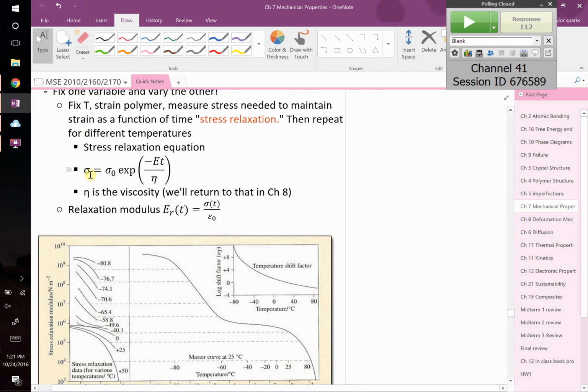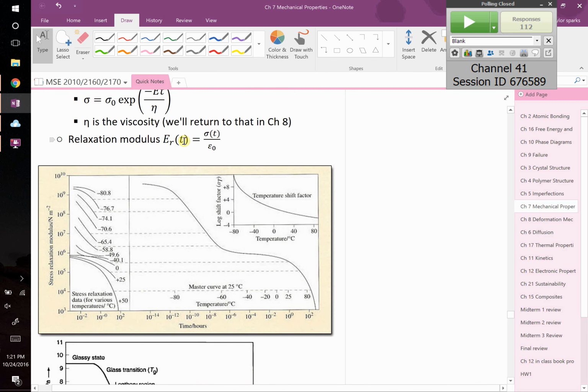To have the full expression for stress relaxation, this would be stress as a function of time and temperature, technically. You're going to take your initial stress, so at time t equals 0 seconds, there's some stress that the polymer is supporting. It's going to be reduced by whatever the modulus of your polymer is, times however long it's going, t, divided by eta, and eta will be your viscosity. We're going to talk about that next chapter, so let's come back to this equation next chapter.